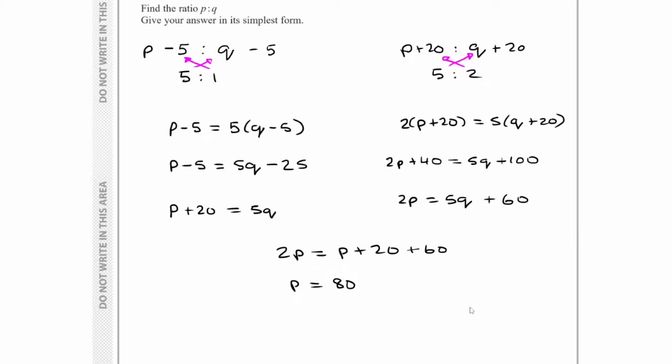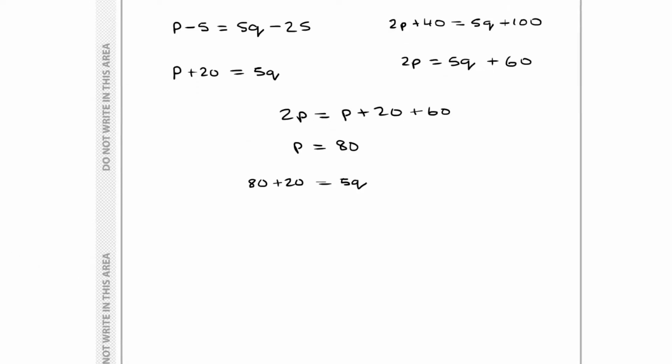So I've got one. Obviously, once you've got one, then you can figure out the other one, can't you? So sub it into either one. I'd probably sub it in maybe to this one. It doesn't really matter. So 80 plus 20 is 5q, which is 100, isn't it? 100 is 5q, so then q is 20.